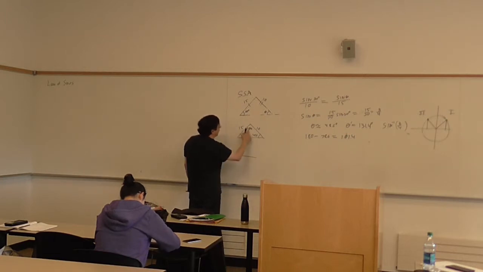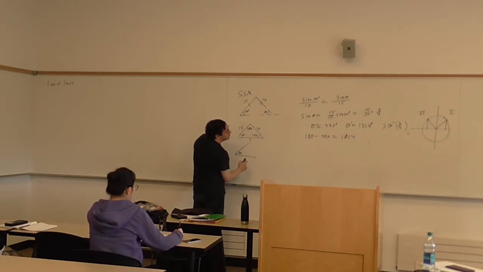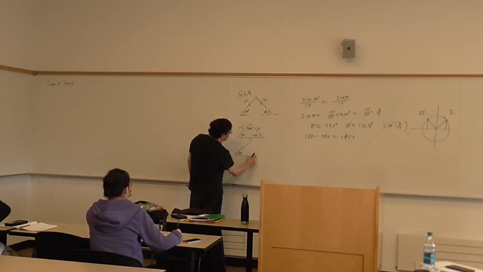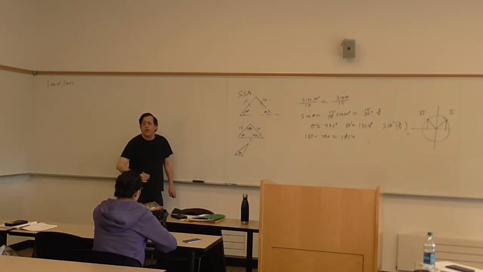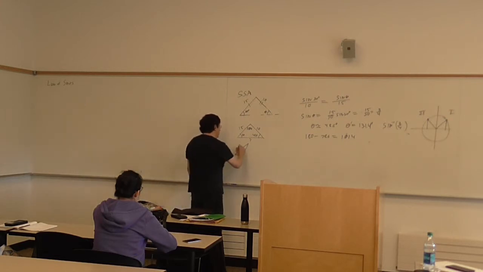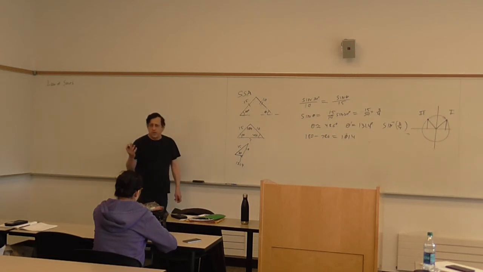And what angle were we solving for? We were solving for this angle. So this angle is now 131.4. You have an obtuse angle here. Remember, this is 15, this is 10. Now this angle here is 131.4. So that's our second possibility, right?